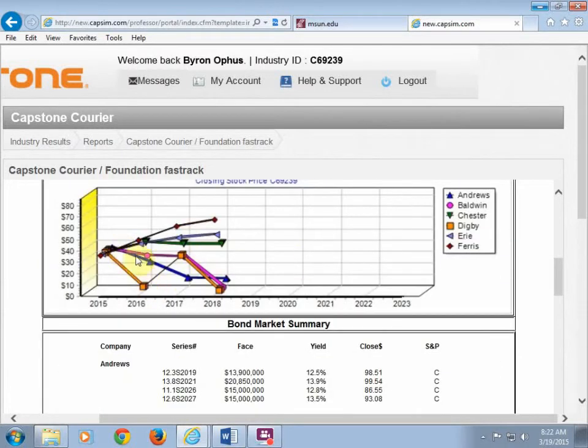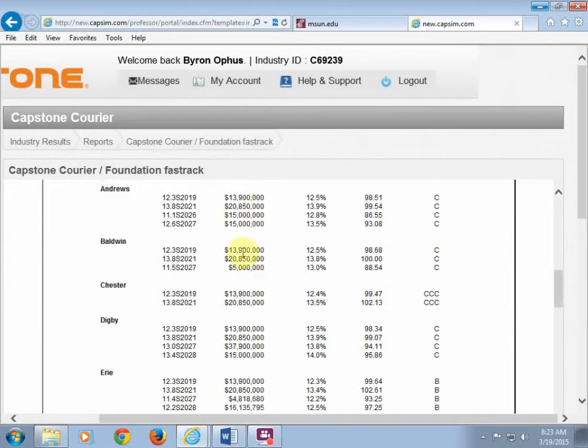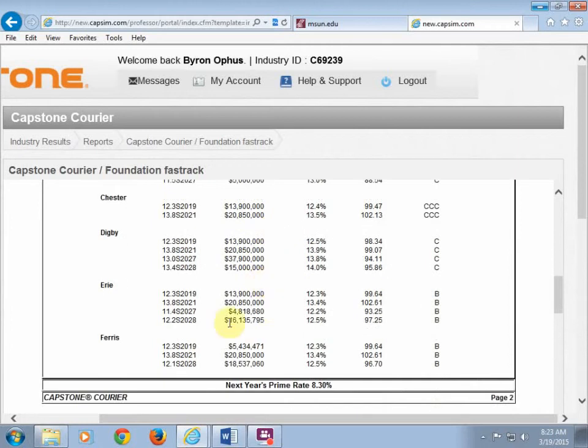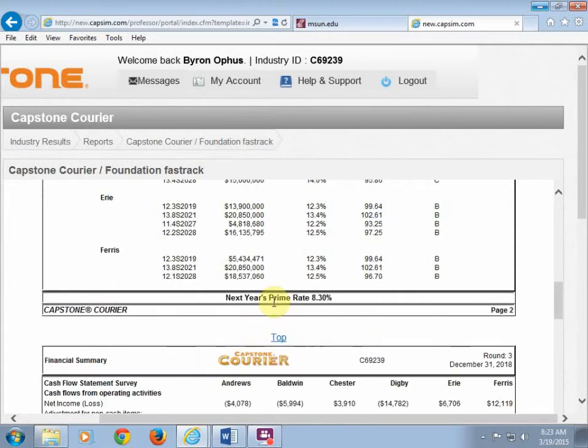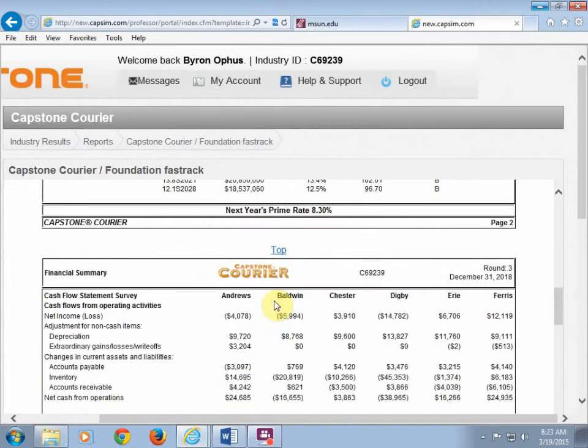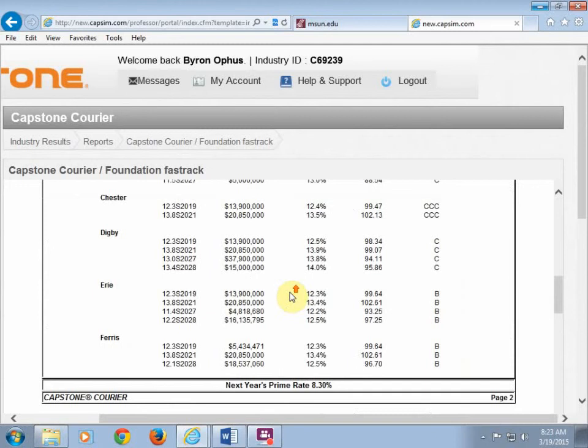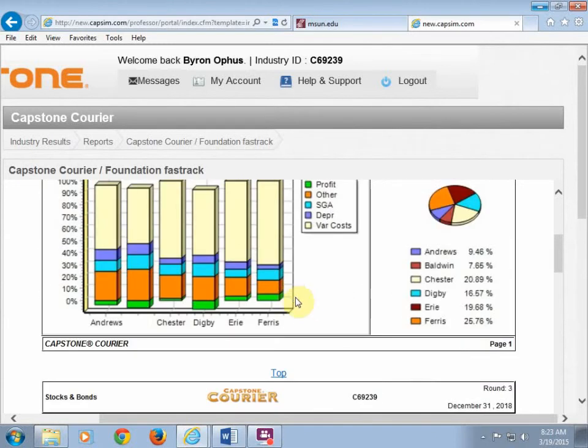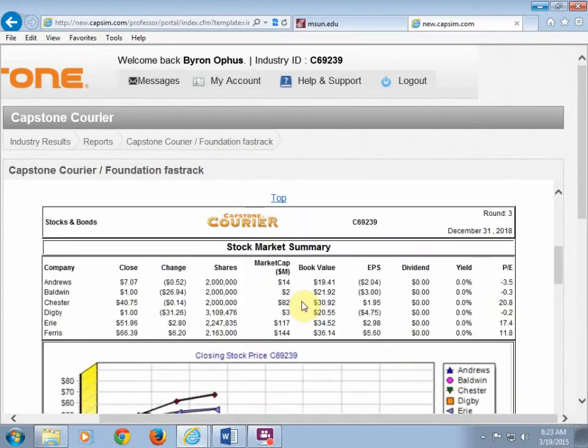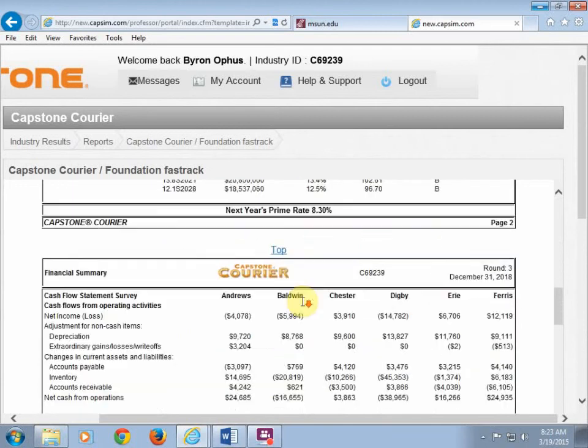Stock market, like I said, we got some goofy stuff going on here. Chester's holding its own. Baldwin, a little bit better. Ferris is doing okay. I'm hoping you guys will knock Ferris off. So, some borrowing going on. Digby's not shy about borrowing money either, so they're selling stock and borrowing money both, and we'll see that has made them a huge company. But I think we're going to see that they're the biggest company, but they've only got the third highest amount of sales. Ouch, right? Ouch.